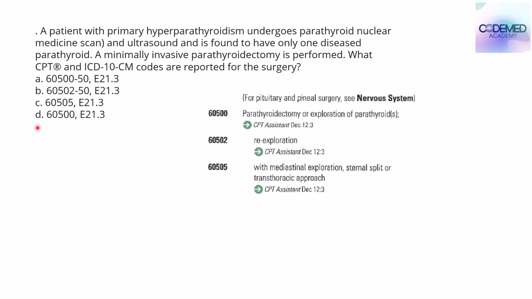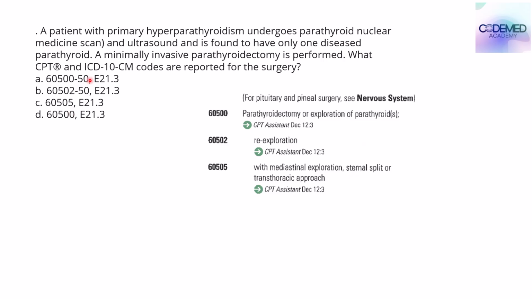Now the next question: the patient with primary hyperparathyroidism undergoes parathyroid nuclear medicine scan and ultrasound and is found to have only one diseased parathyroid. A minimally invasive parathyroidectomy is performed. What CPT and ICD code are reported for the surgery? What has happened is, there is a hyperparathyroidism, and after the nuclear medicine they have decided to take down one parathyroid gland. Okay, so let us see what's the code.